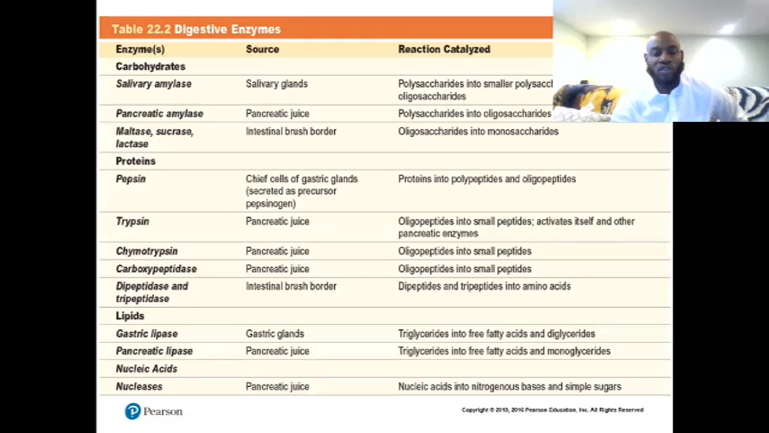And this is all of the reactions necessary to digest and to absorb your different organic compounds: proteins, carbohydrates, lipids, and nucleic acids that we all eat in our food.